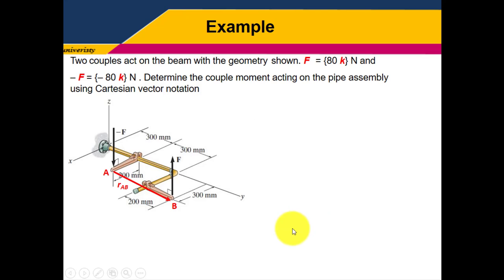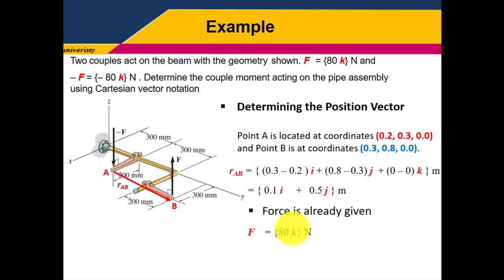Let us calculate the position vector RAB. First, let us call this point A as previously discussed, and this is point B. Point A is located at a coordinate: here we have 200 mm along the x direction, which means i, and in the y direction this is 300 mm, and we don't have any coordinate in the z direction, so this is zero. We can change this to meters, so it is 0.2, 0.3, and 0. This coordinate means i, j, k.